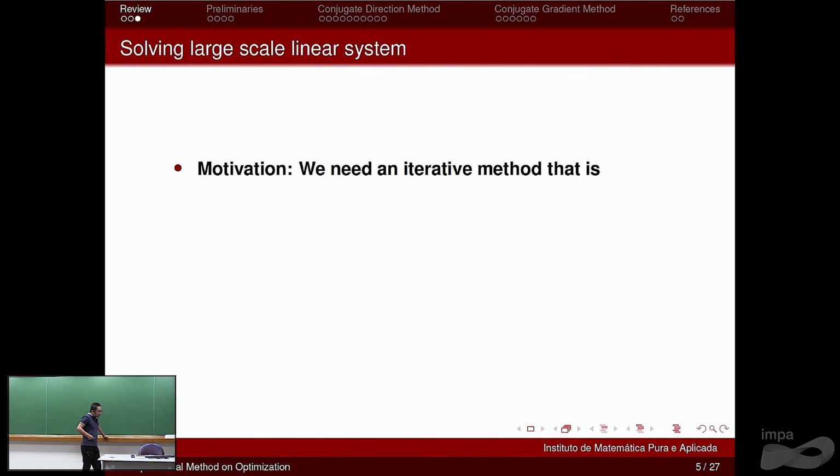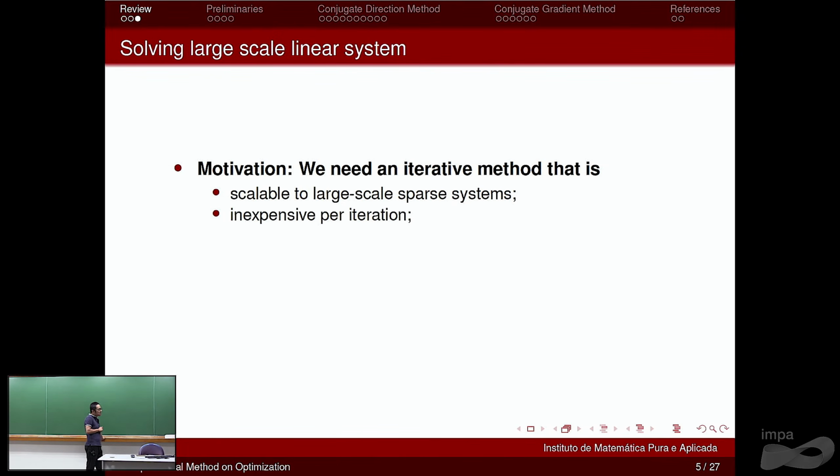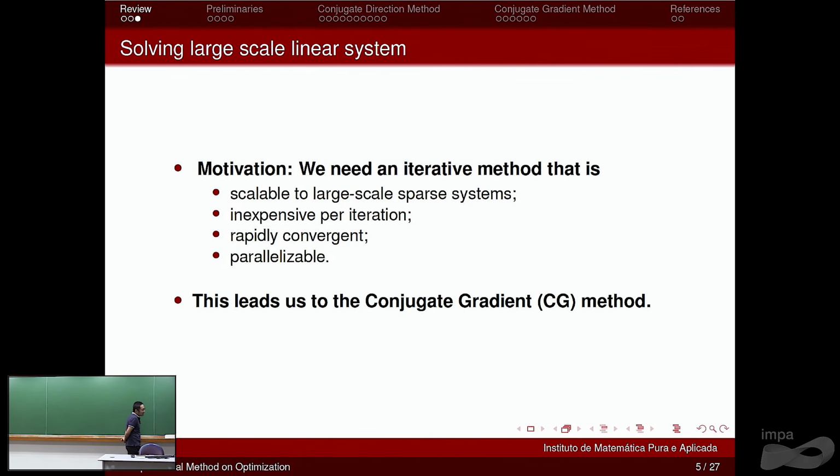So we want an iterative method which is cheaper and can also converge faster. It is scalable for large sparse systems, inexpensive for each iteration, converges rapidly, and can be parallelized. This will lead us to the conjugate gradient method. But before that, we will discuss the conjugate direction method, which is a more general framework, and the conjugate gradient is a special case of this method.